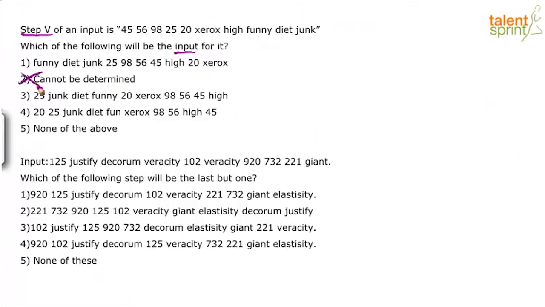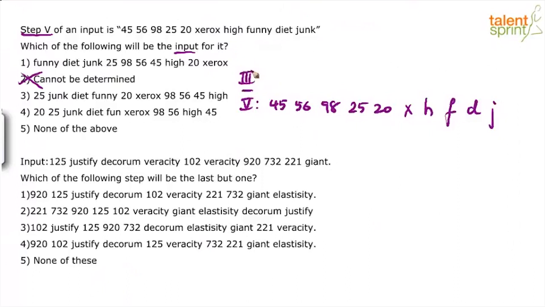So let us see how we do it. If you see, step 5 is given to us. What is step 5? 45, 56, 98, 25, 20, Xerox, high, funny, diet, and junk. Now you must know, as we have discussed in the illustration, that step 4 does not matter. What matters is step 3, because step 5 was obtained from step 3. So we'll directly try to find out step 3. What do you think will happen in step 3?